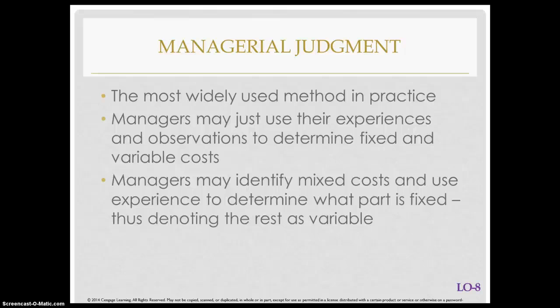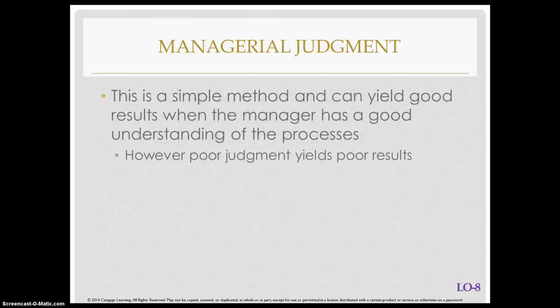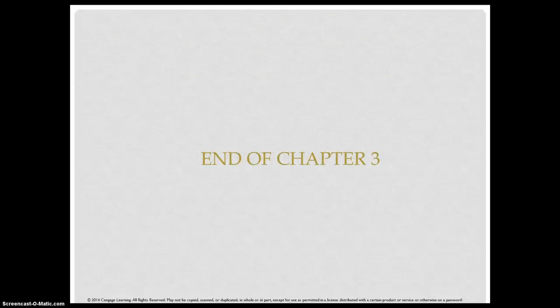So managers may identify mixed costs and use experience to determine what part is fixed, thus denoting the rest as variable. This is a simple method and can yield good results when the manager has a good understanding of the processes. However, poor judgment yields poor results. Just like systems, garbage in, garbage out, bad judgment yields bad results.